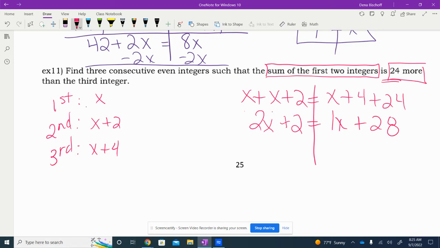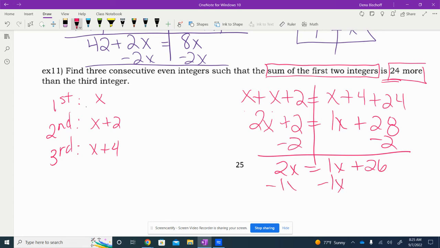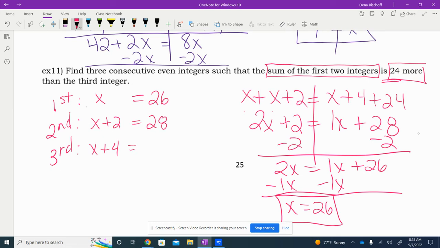Miles, what do you want to do first? Subtract the 2 on both sides. Awesome. So 2x equals 1x plus 26. Last step, Tessa. And then we'll subtract 1x from 2x. So x equals 26. So x is our first integer. 28 is our next integer. And 30.